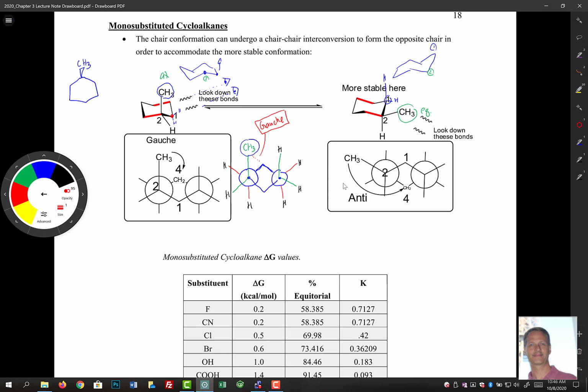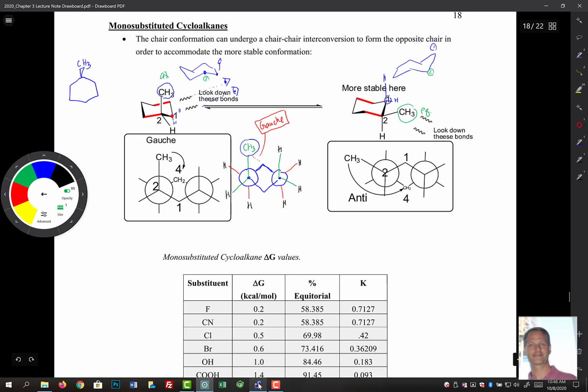Now, what would happen if we looked at our other chair? So here's our other chair-chair interconversion, and we're going to look down these bonds that I highlighted as red. So let's take a look at the JMO, see what that looks like.